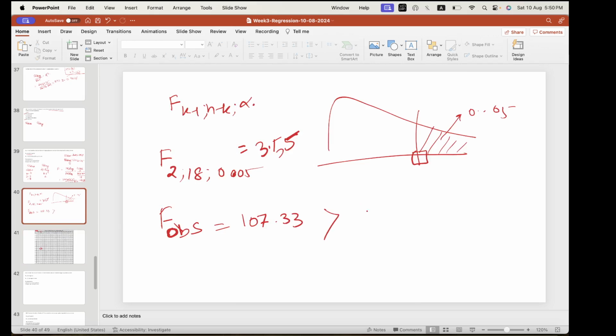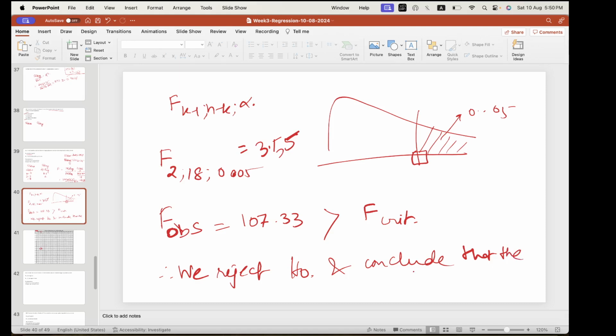...33, which is greater than the F critical. Therefore, we reject H naught and conclude. What will be the conclusion? H naught says that x1 and x2 have no effect, but we are rejecting H naught and we conclude that yes, they have effect. So the regression is significant.